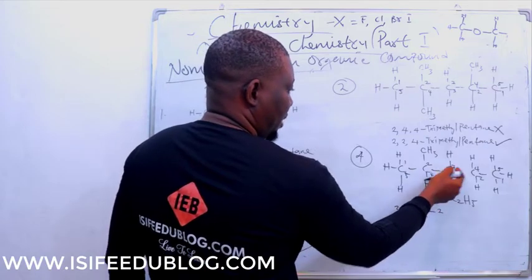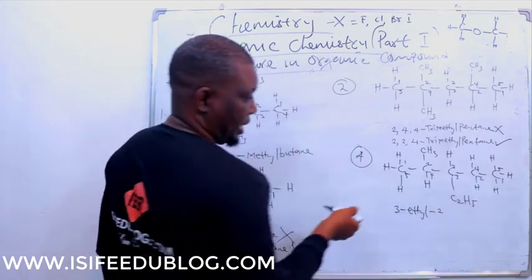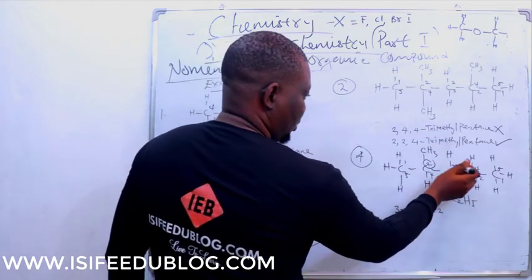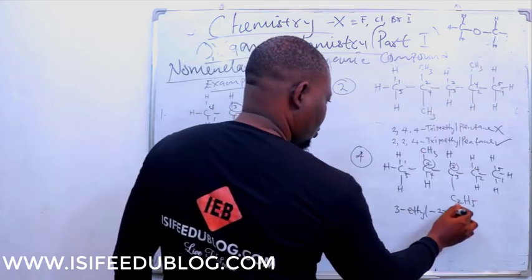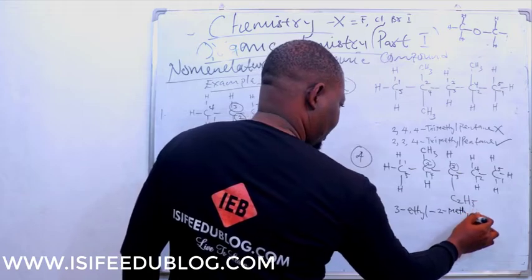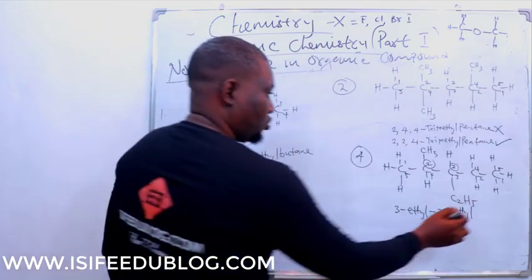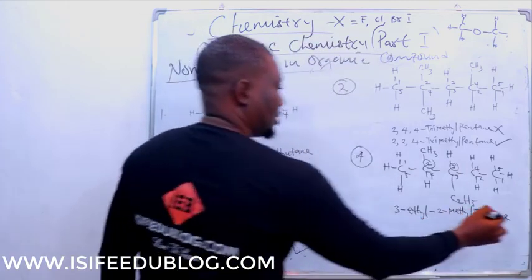Okay, so having taken this 3 as the position of this ethyl, methyl will not be 4 but 2. So we use 3 ethyl and then 2 methyl. And how many carbons are there in the long chain? 5 carbons. So that should be pentyl. And this is correct.